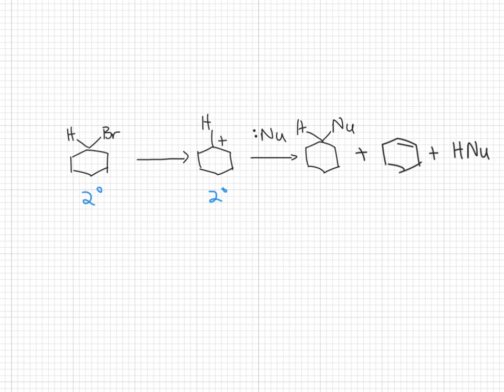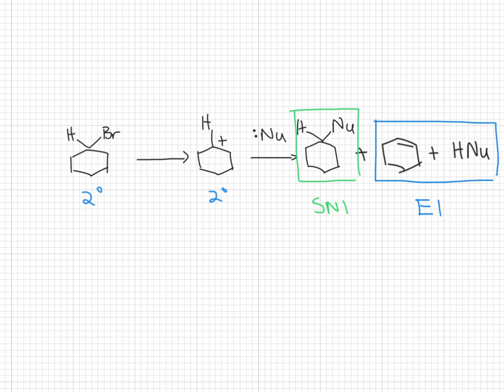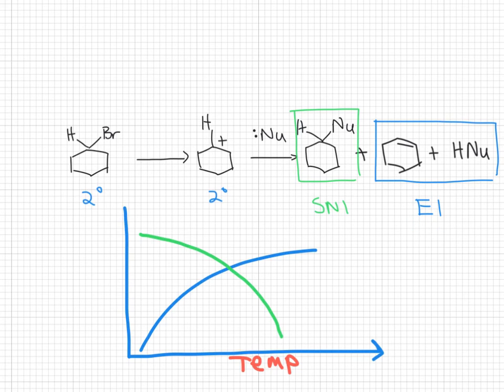Typically, in the reaction of a secondary alkyl halide, a mixture of products is formed. For this reaction, we have the SN1 substitution product and the E1 alkene. The product distribution tends to be a function of temperature. Higher temperatures result in more elimination product.